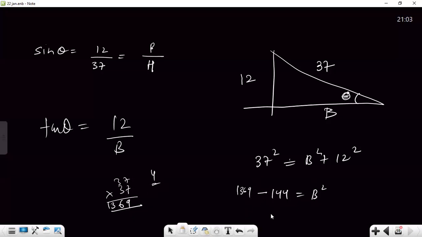Okay, let's solve it. 9 minus 4, 5. 6 minus 4, 2. 13 minus 1, 12. To b square. Now we know 35 whole square is this only. So the b square is 35 whole square. So b becomes 35. Tan theta will be 12 by 35, which is our answer.